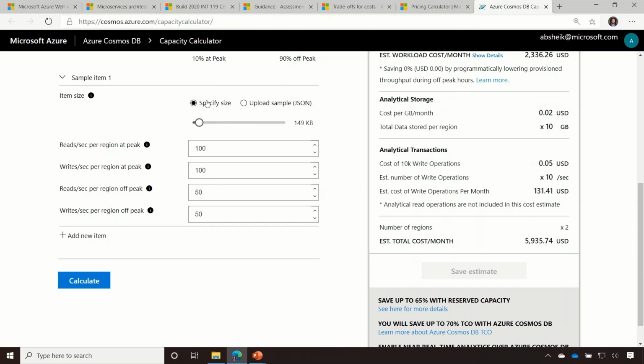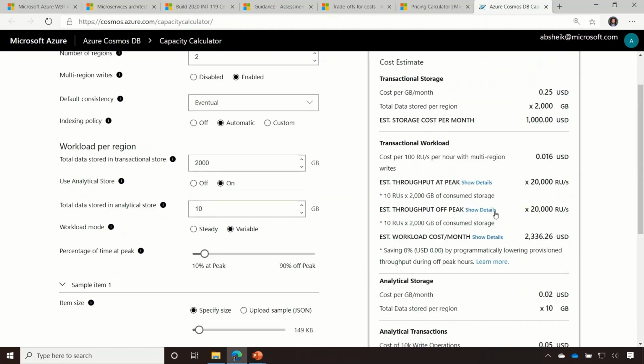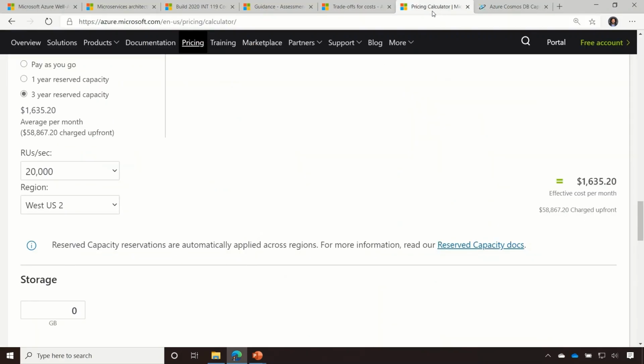You can also specify item size. By selecting appropriate choice for your read and writes, both at peak and off peak, you arrive at an estimate of 20,000 throughput request unit. We take this and plug this back into our cost calculator to do our cost modeling.